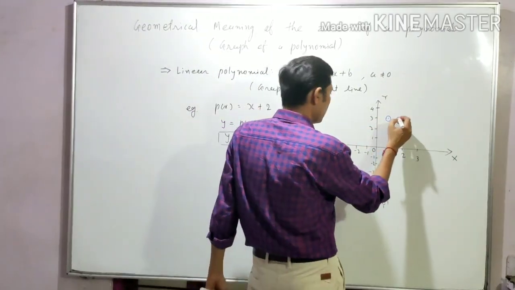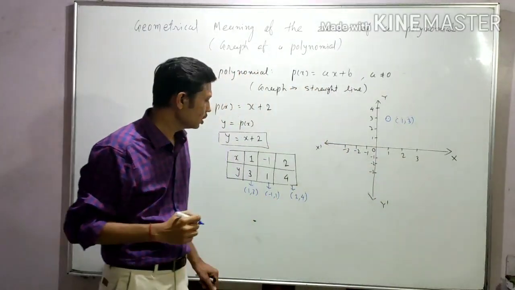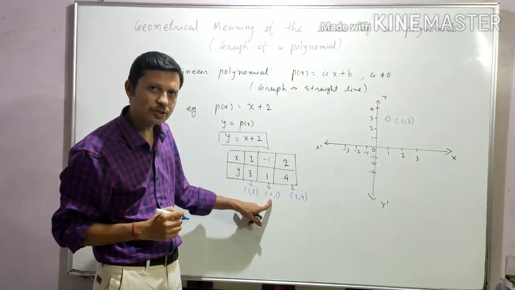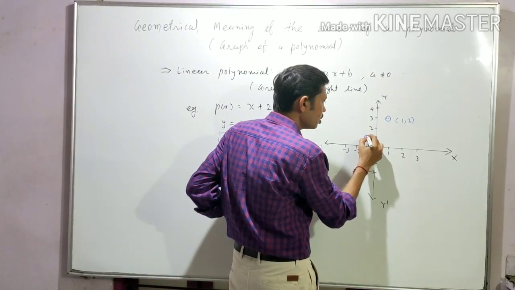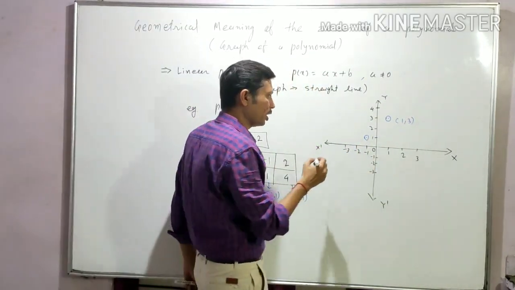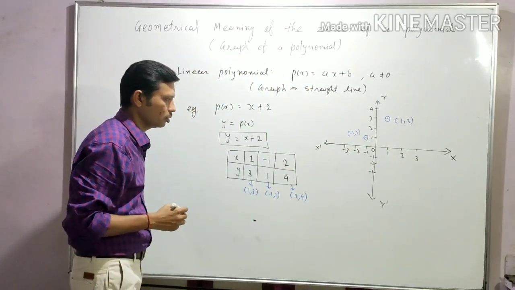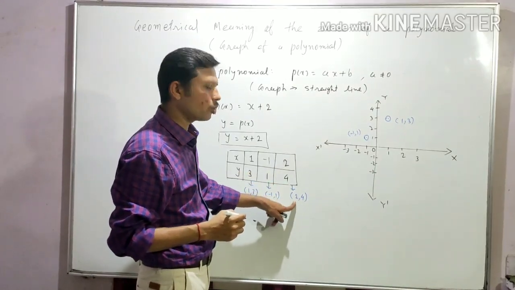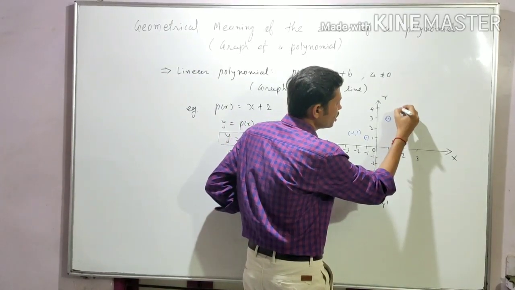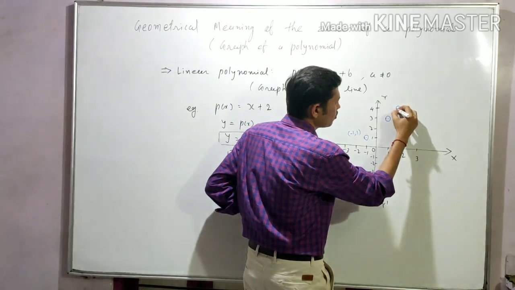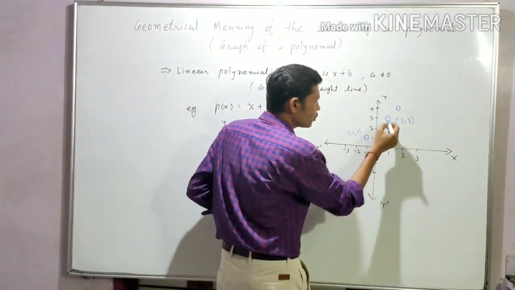Suppose I will write it down: 1 and 3, these are the coordinates. Now come to the second point. The x coordinate is minus 1, the y coordinate is plus 1. So this point comes in the second quadrant. The x coordinate is negative and the y coordinate is positive, so this point comes in the second quadrant. For 2 and 4, the x coordinate is positive and y is also positive, so this point comes in the first quadrant. Okay, now we will join all these points together.